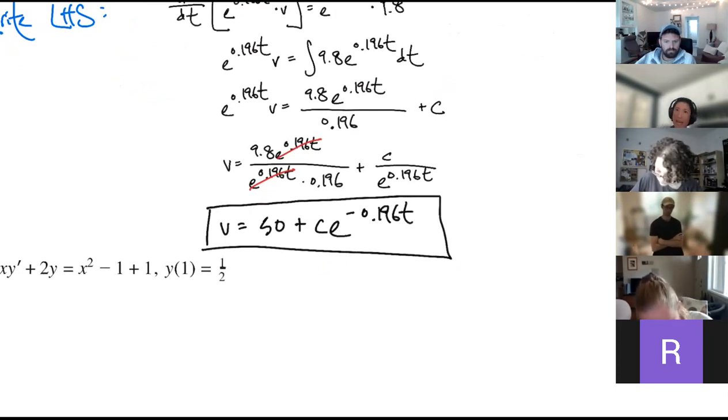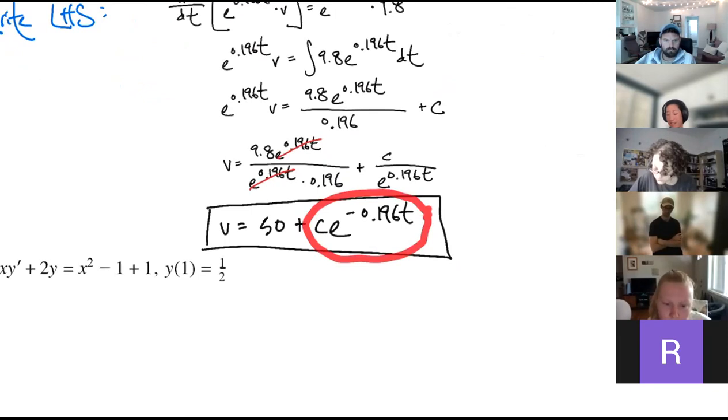All right. And for those of you wondering why we can't just combine this into a massive C, it's because we still have a t in here. It's sneaky, but there's still a t in here, and so that's going to change depending on time. So we can't just lump it in with a constant. We have to keep it separate.